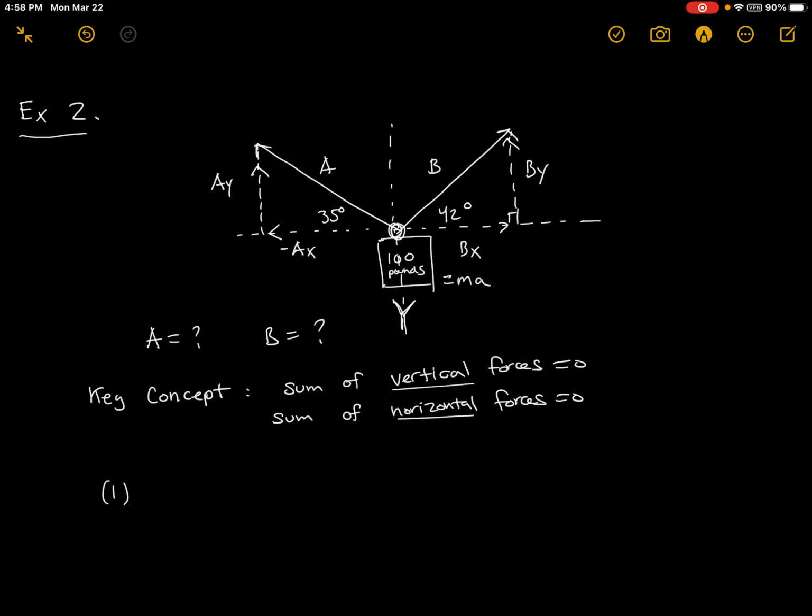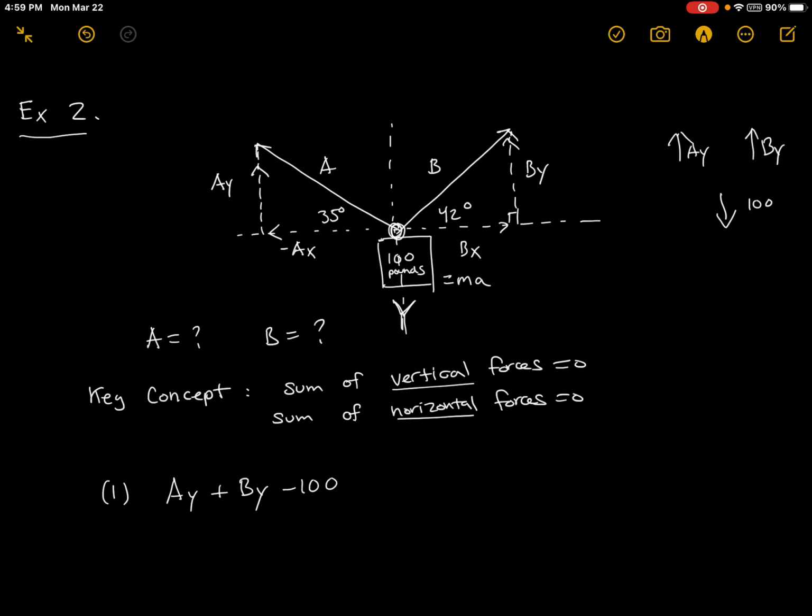And so let's take a look at concept number 1. The sum of the vertical forces has to equal 0. So A of Y is going up. So A of Y plus B of Y, right? Both of these guys are going up. Here's A of Y. Here's your B of Y. These forces are going up. And then you have one force that's going down, right? They have to cancel. So this one force that's going down is 100 pounds. So minus 100 is equal to 0.